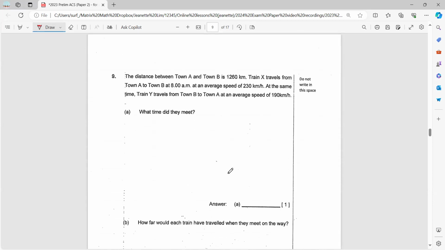Question 9, speed question. The distance between town A and B is 1260 km. Train X travels from A to B at 8 a.m. at an average speed of 230 km per hour. At the same time, train Y travels from B to A at an average speed of 190 km per hour. So this is town A, town B. Train X travels this direction at 230 km per hour.